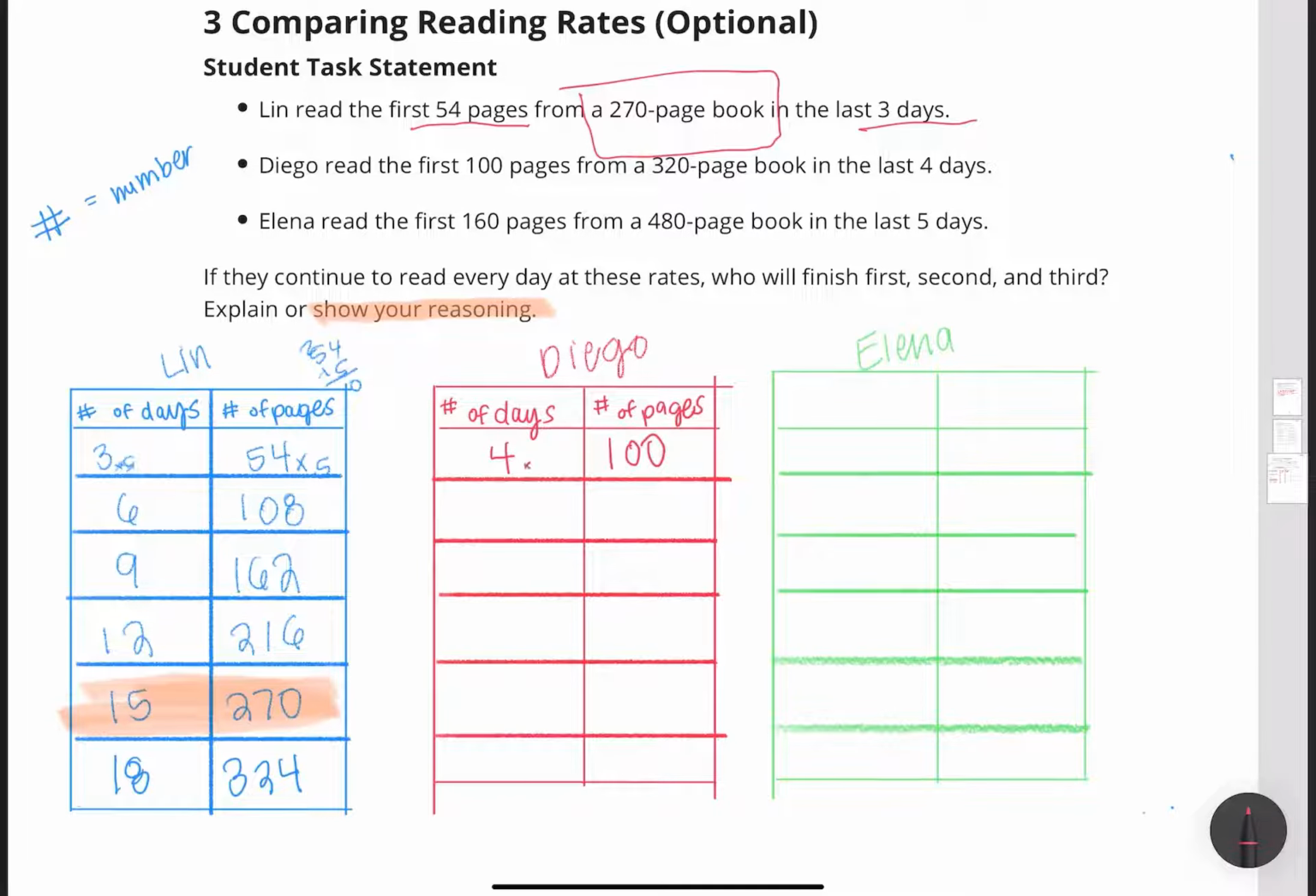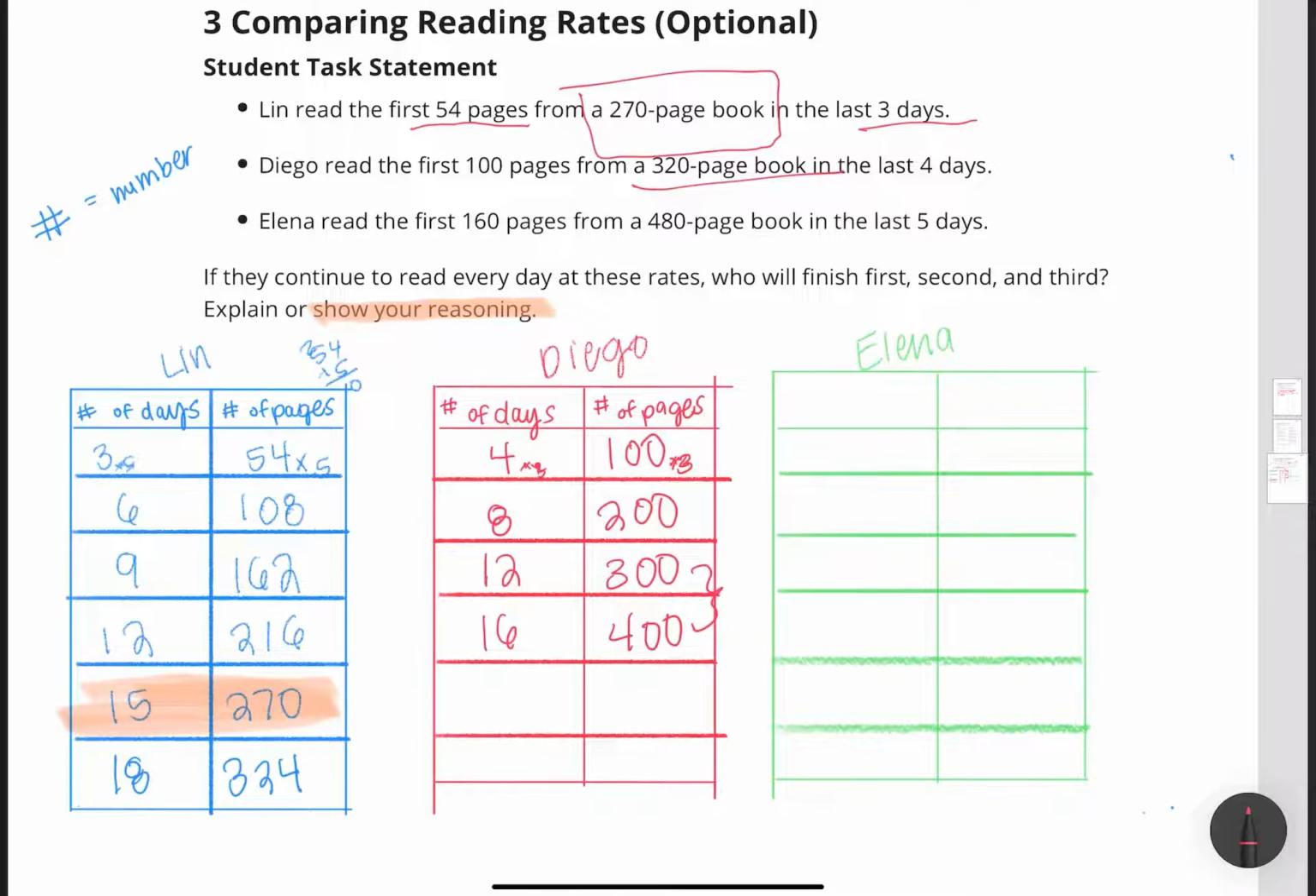If I multiply 4 times 2, 100 times 2 is going to be 8 to 200. If I multiply 4 times 3, 100 times 3 is going to be 12 to 300. If I multiply by 4, it's going to be 16 to 400. But Diego only has a 320-page book, so somewhere between 12 and 16 days, he finished reading his book.